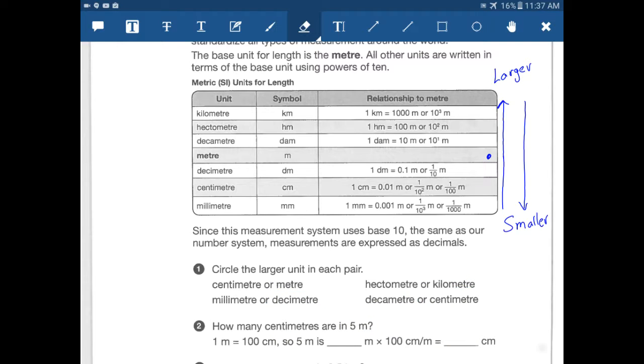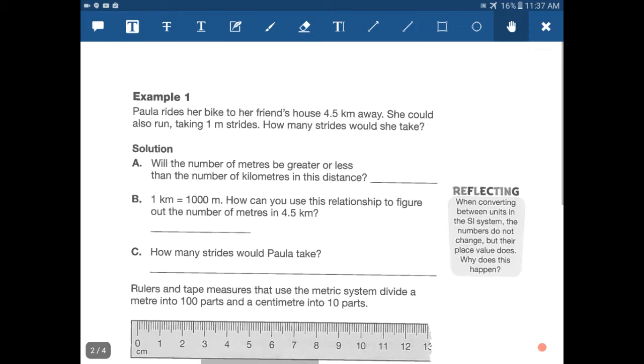Because if you think of it, remember, how do we go from kilometers to meters? There's a 10, a 10, and a 10. And each time, remember, because we're going down, we are multiplying. So that's like saying whatever number of kilometers we have, we multiply it by 1,000. So it should be greater.